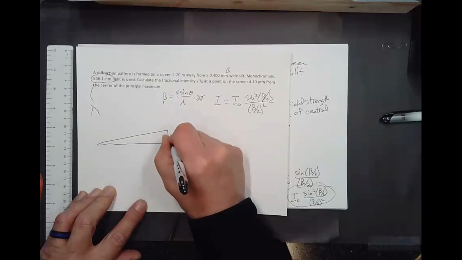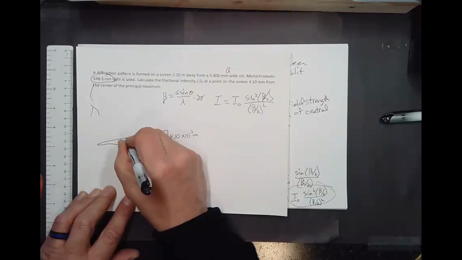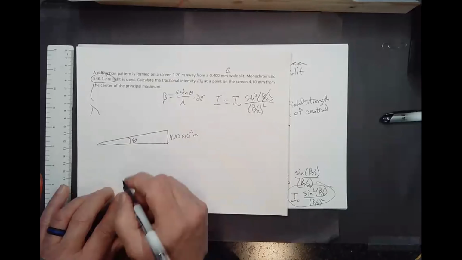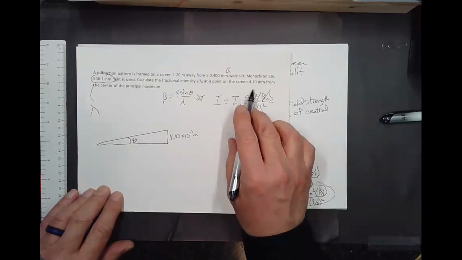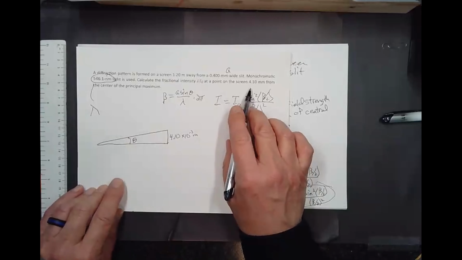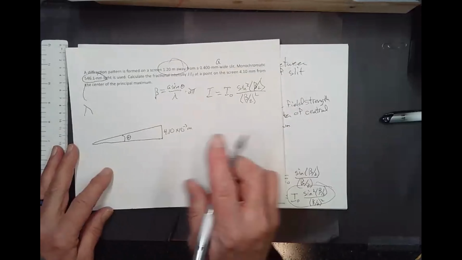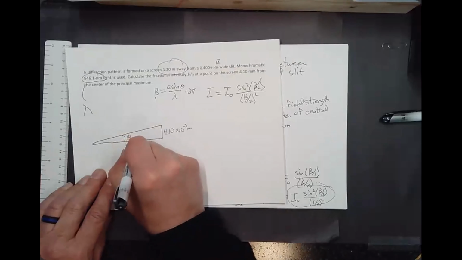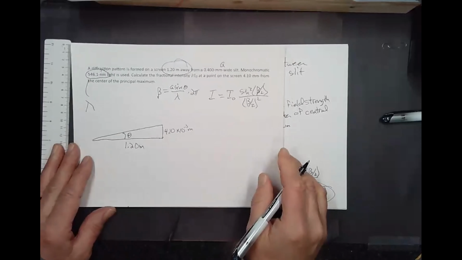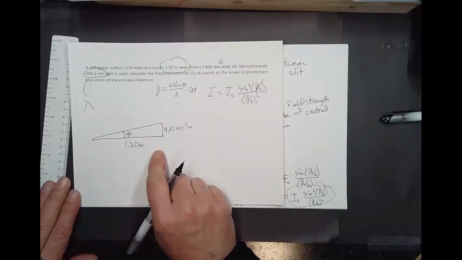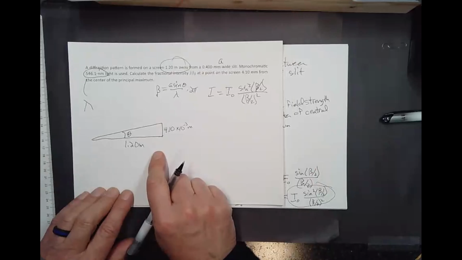It's going to be 4.10 times 10 to the minus third meters. Here's theta. And we are 4.1, what? On the screen. Wait, oh, 1.20 meters. That's what that one is. Okay. So now I can figure out what theta happens to be. I can figure out beta.